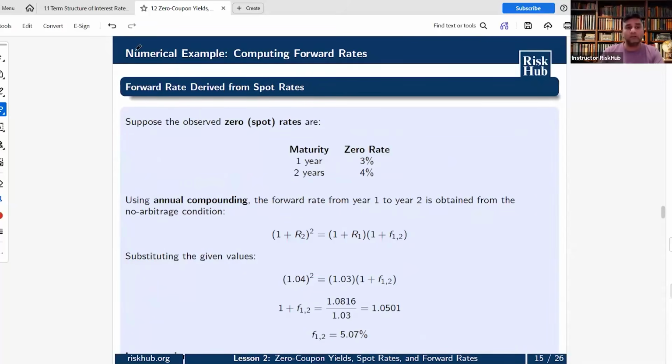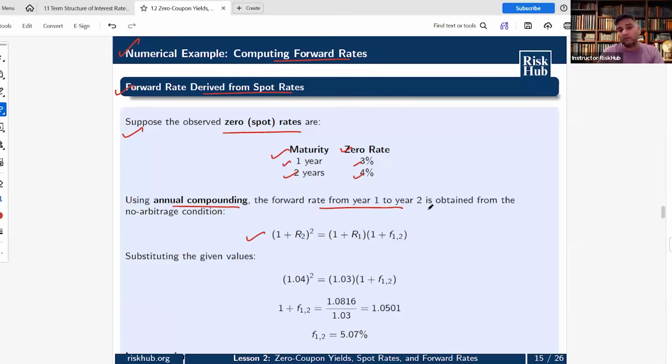Then we have a numerical example, computing forward rates. The forward rates are derived from spot rates. Suppose the observed zero rates are given. Maturity is given, zero rate is given. The inputs are a 1 year zero rate of 3% and a 2 year zero rate of 4%. Under annual compounding, the calculations are given here.